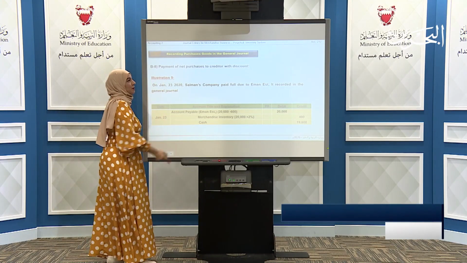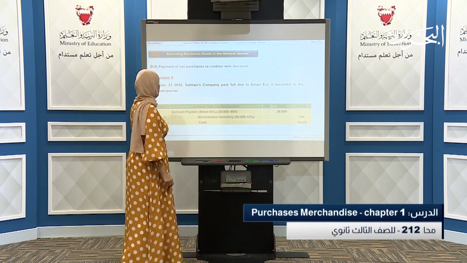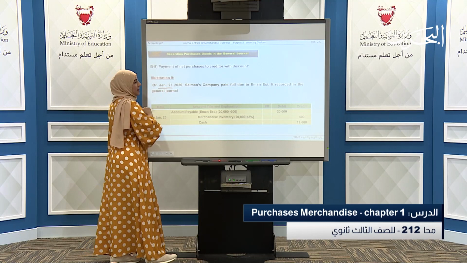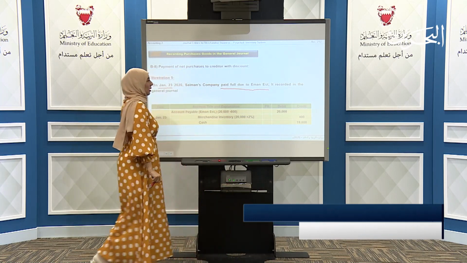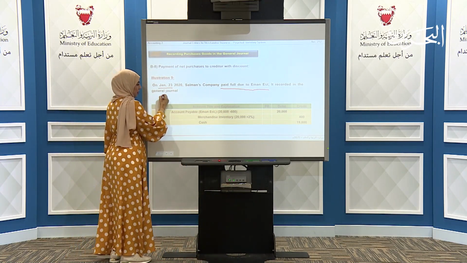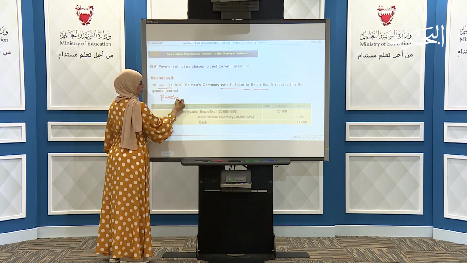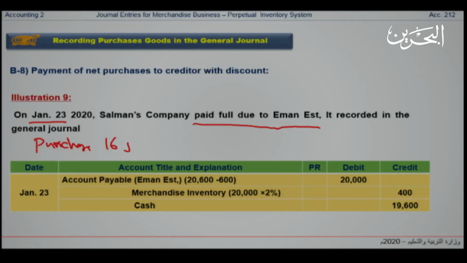Moving to the payment of the net purchase to creditors with discount. In our example, on January 23rd, Salman Company paid the full due amount to the Iman Company. Let us take a note. I purchased the merchandise on the 16th of January. So, when I decide to pay the amount, I decide to pay it on the 23rd. So, I pay it within 10 days. If I pay it within 10 days, I will get the discount. So, in my transaction, I will get the discount on this amount.